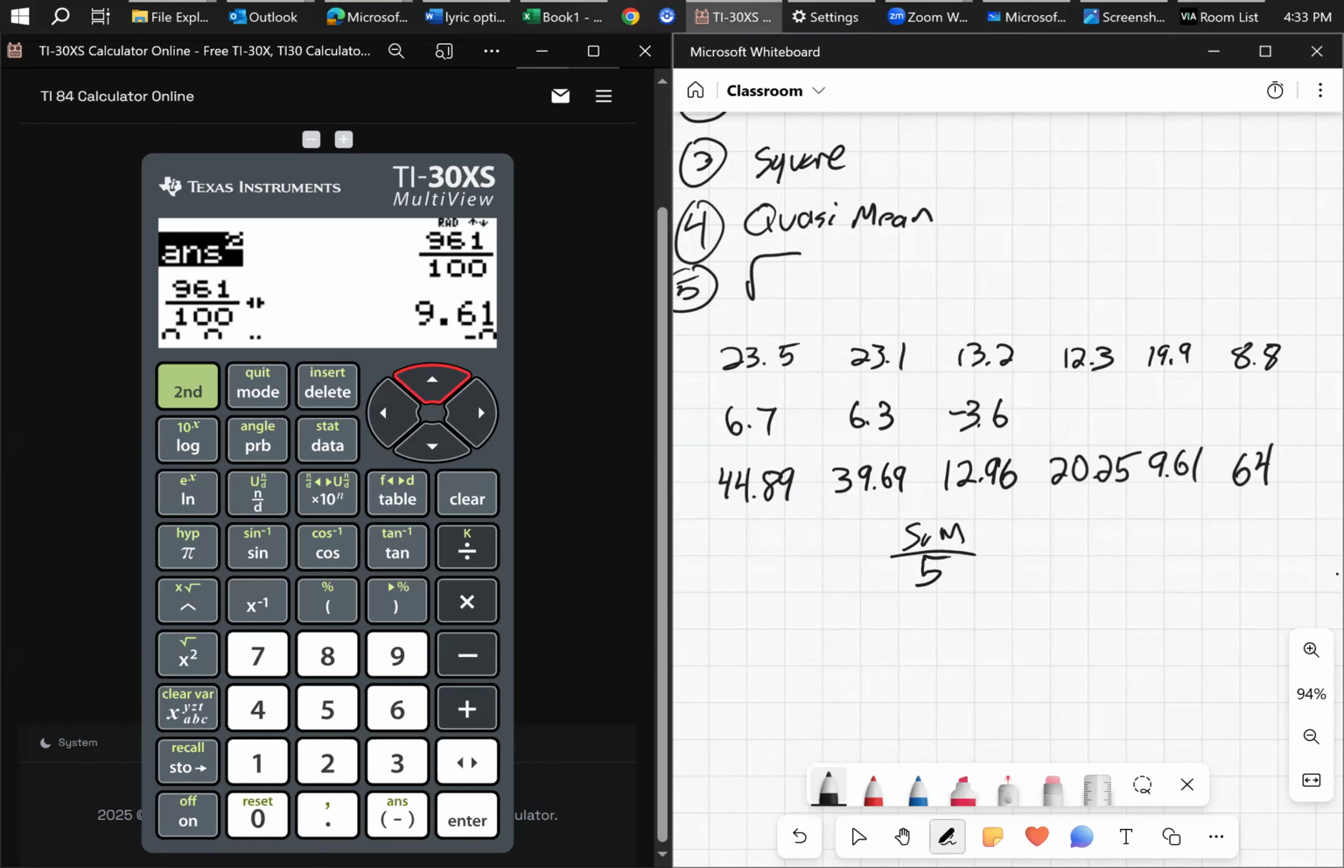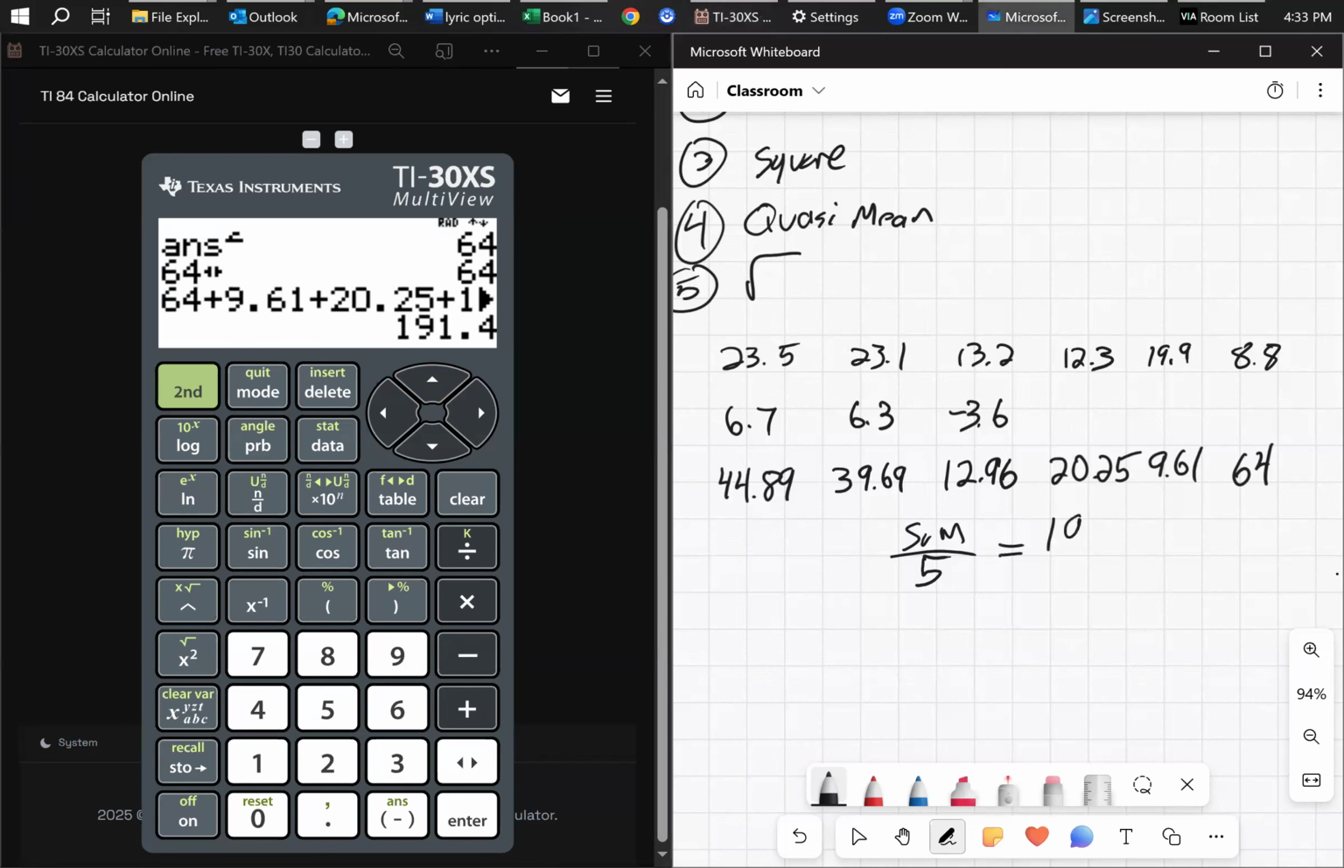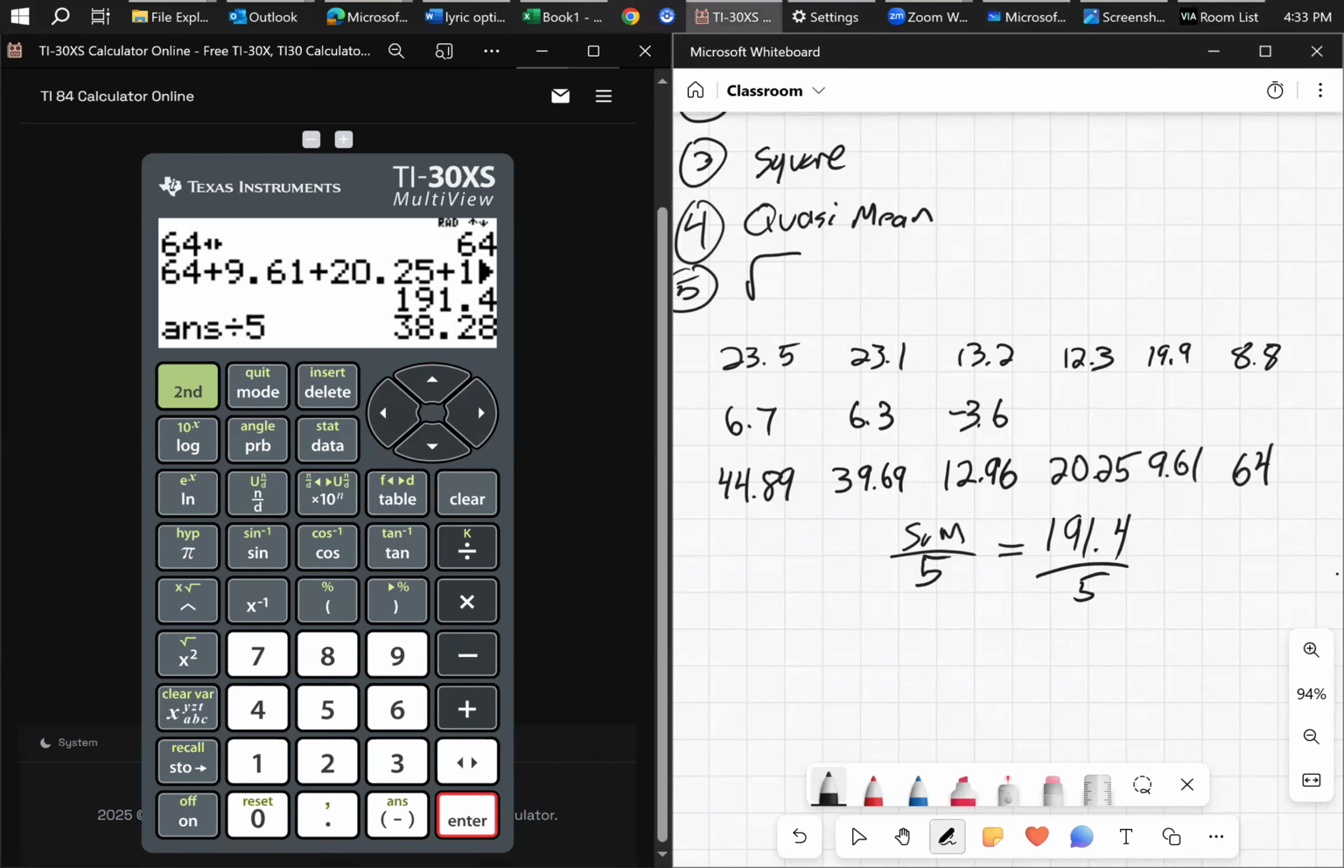There's a point when you're like, this is not as fast as just typing them in, but it's nice to know you can do this kind of thing on this calculator so that you don't make any rounding errors or transcription errors. So this is the sum, 191.4, and we're dividing that by 5, quasi-mean, and we get 38.28.